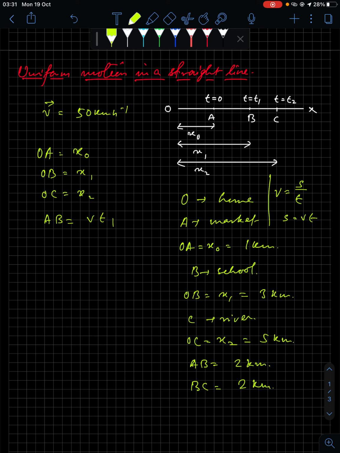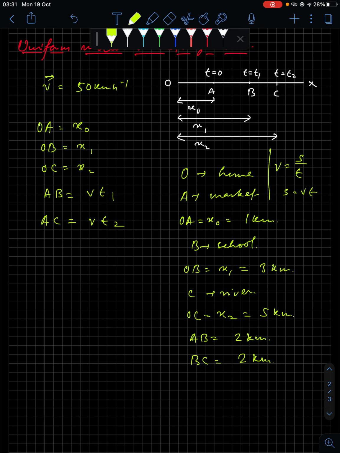Similarly, if you want the distance AC now, here the car was traveling this distance AC with speed v, and what is the time? The time taken is t2. So therefore your AC would be v t2 here. I hope this is clear.